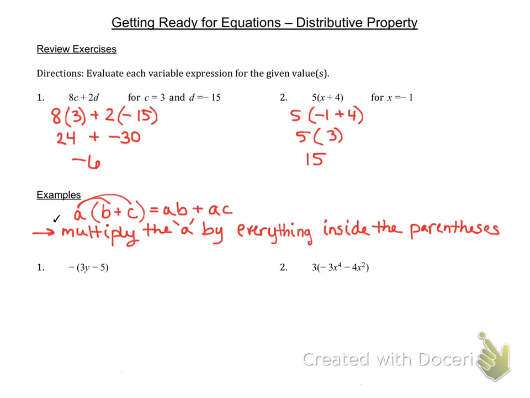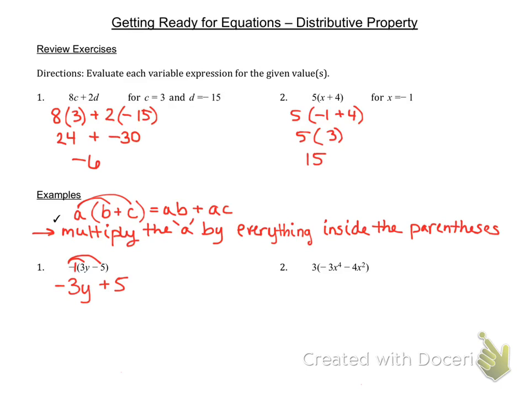I have a negative and then times the quantity of 3y minus 5. Now the trick to this one is, since we just have a negative symbol, is to put a negative 1 in front of that parentheses, because that is the number that really is there. It's a negative 1. Now I'm going to multiply the negative 1 times the 3y and times the negative 5. So negative 1 times 3y is a negative 3y, and negative 1 times a negative 5 is a positive 5. And that's it.